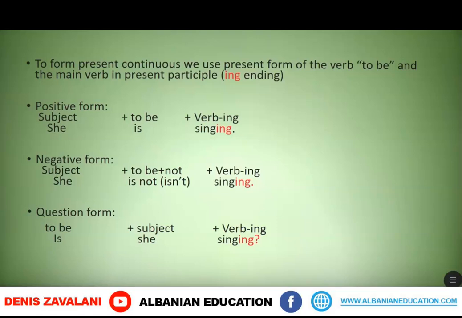A positive form should be: she is singing. You can see the subject in the first position, plus the verb to be, and then the main verb in ing. The negative form, again, is subject plus to be plus not plus the verb in ing. For example, she is not, or she isn't, singing. And the question form, of course, we switch places of the subject with the auxiliary verb to be. For example, is she singing?